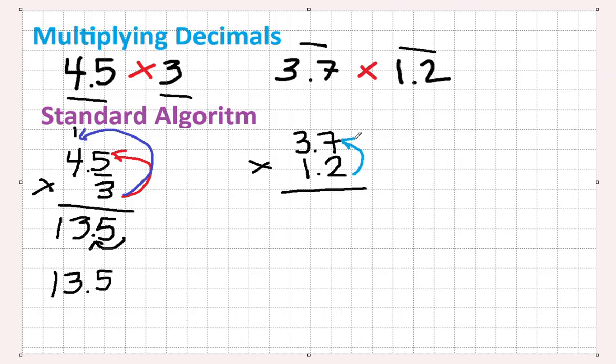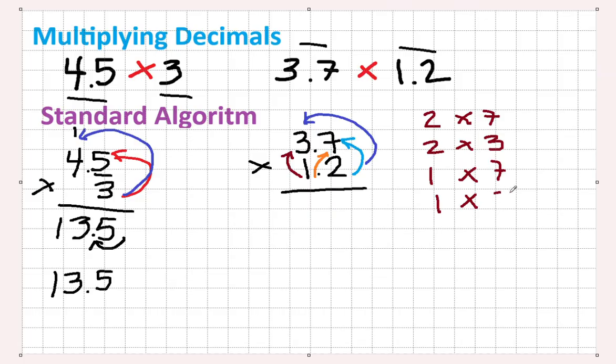First, we're going to multiply 2 times 7. Then I'm going to multiply 2 times 3. But also, I'm going to multiply 1 times 7, and then I'm going to multiply 1 times 3. So that would be 2 times 7, also 2 times 3, and also 1 times 7 and 1 times 3.